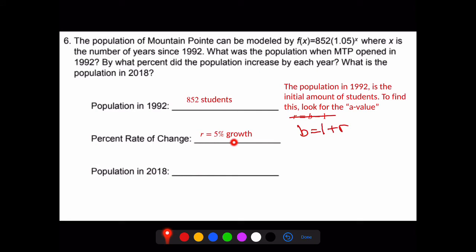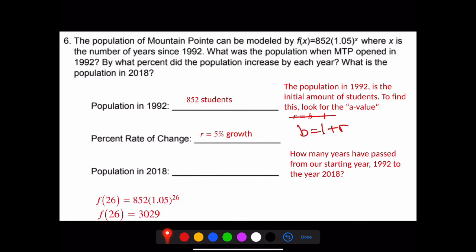Then lastly, the population in 2018, well again, 26 years have passed. So if we know 26 years have passed, that's what we plug in for our X value, and we're left with 3,029 students. All right. Moving on.